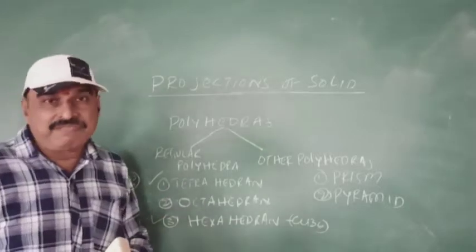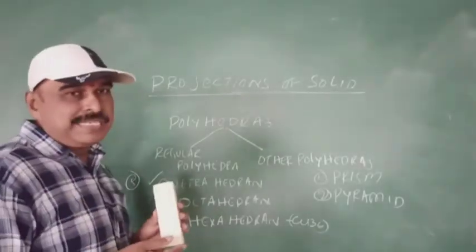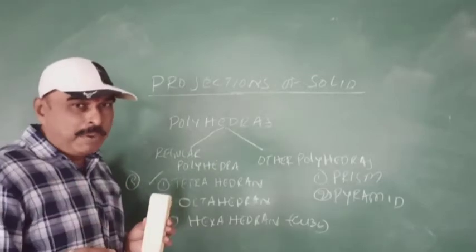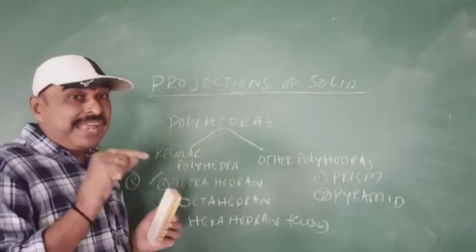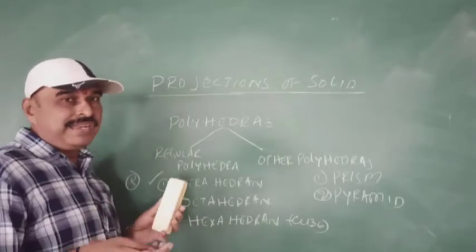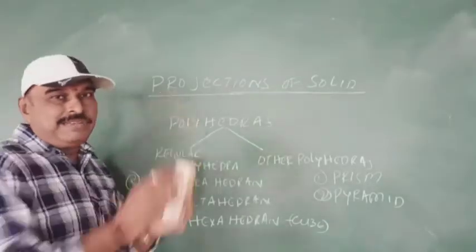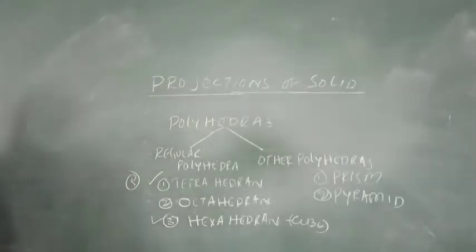But whereas in the case of pyramids, the base has the shape of a regular polygon, but all the lateral faces are triangular faces, isosceles triangular faces, all meeting at one point. I can show the example.